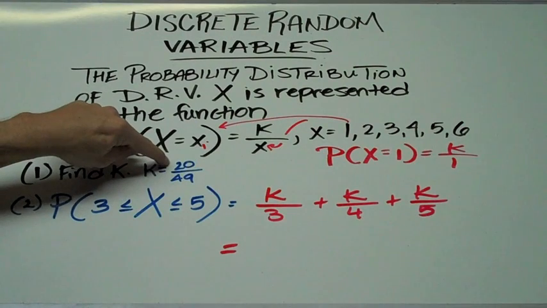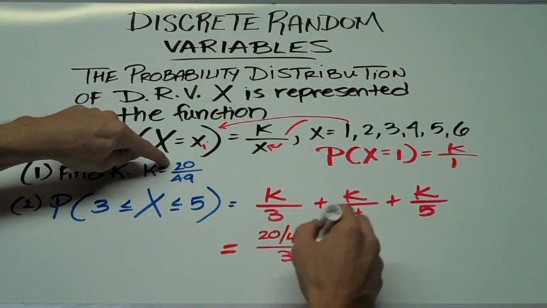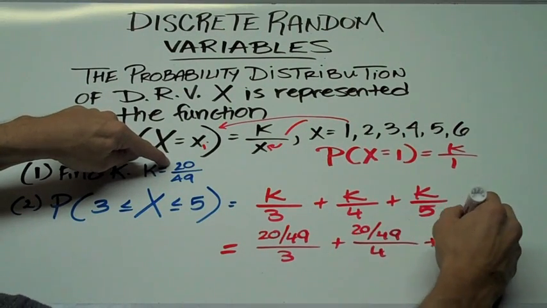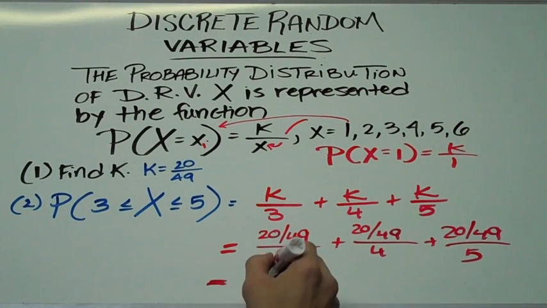And now we can do a simple substitution. We just found out k was 20 over 49. So 20 over 49 over 3 plus 20 over 49 over 4 plus 20 over 49 over 5. And when you plug this all in, you get 0.34.